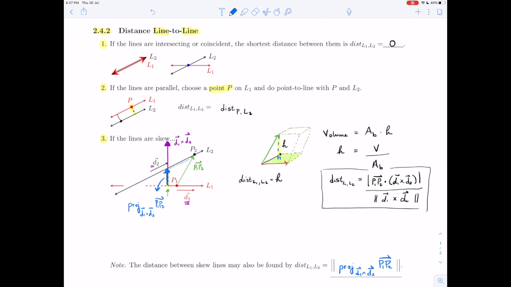So in the next example, we are going to see how to apply this distance from line to line. And so obviously the first thing that we're going to have to do is figure out, before we can give the distance from line to line, which of the cases applies.